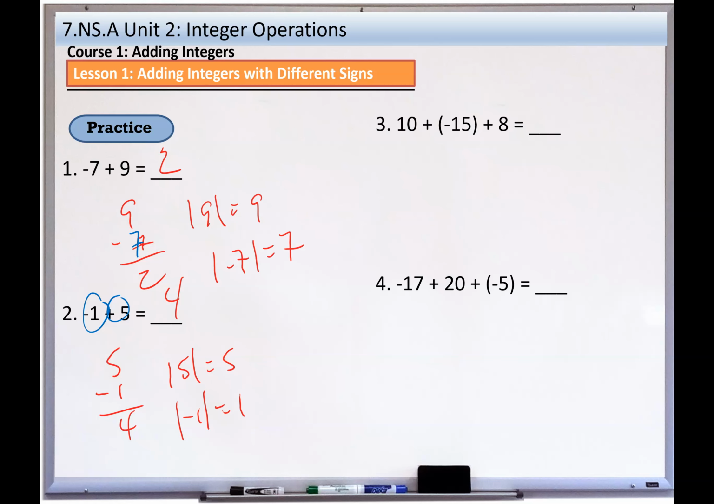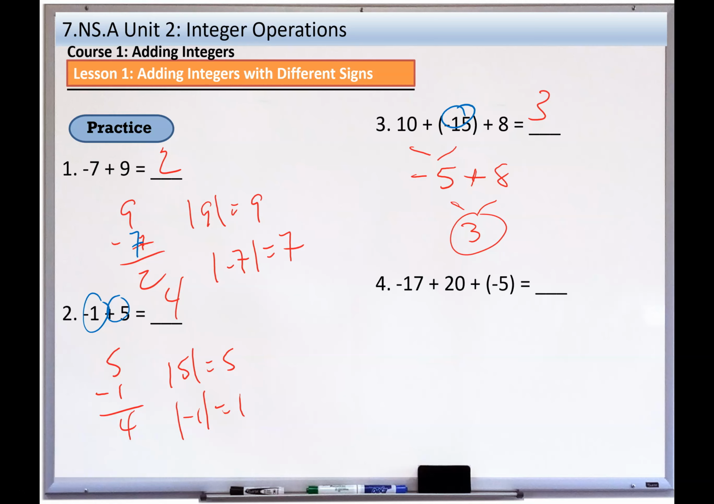10 plus negative 15 plus 8. I have different signs, so I'm going to subtract. 15 minus 10 gives me 5, but I'm more negative, so I have to be a negative 5. Negative 5 plus 8 gives me 3.